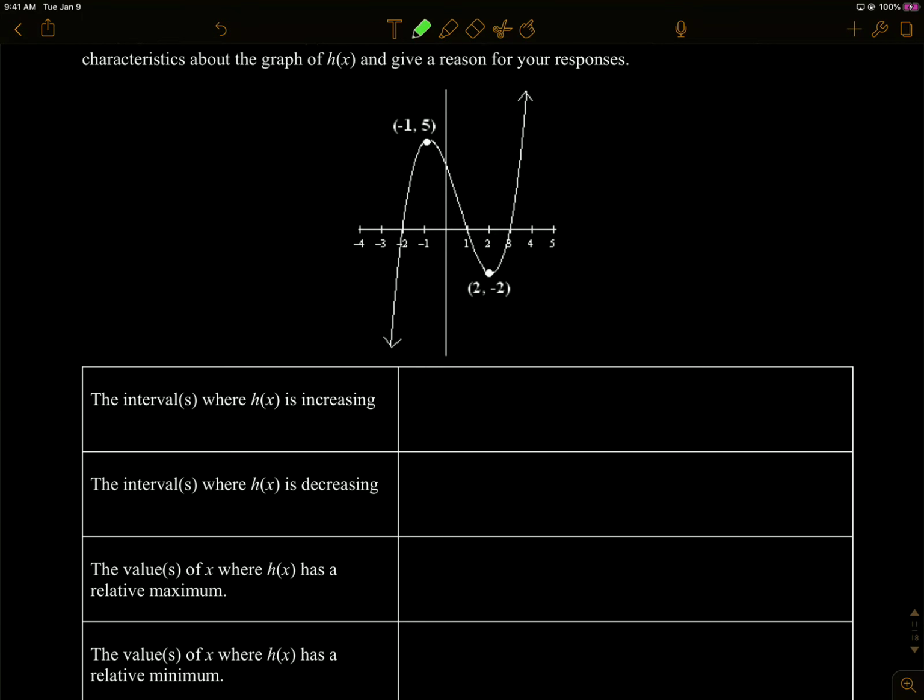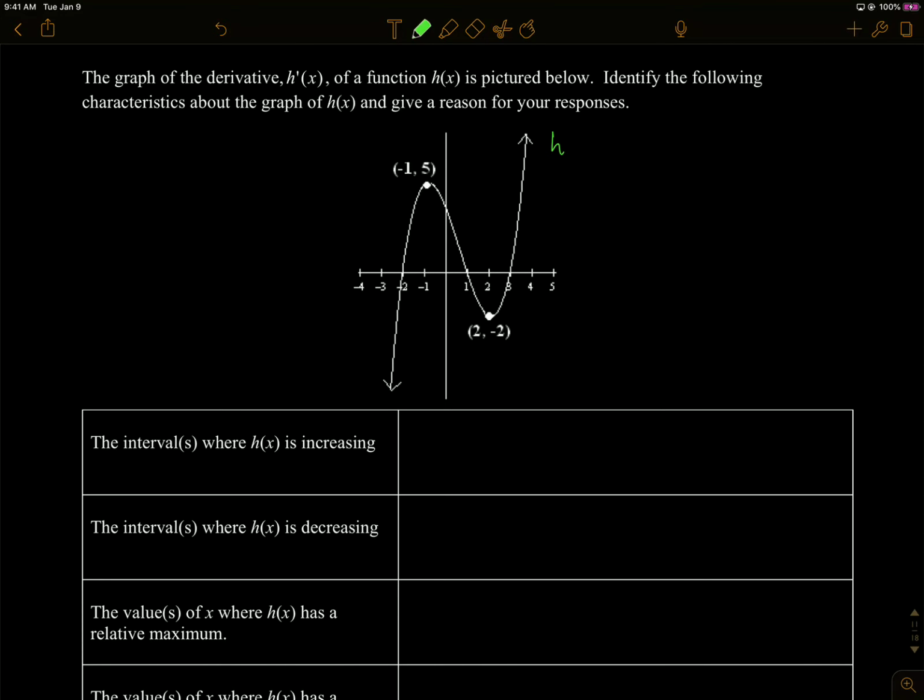Well, we know that h would be increasing anytime its derivative is positive. Since this is a graph of h prime of x, the derivative, the spots where it's positive, I'm going to trace in green. So I'm tracing the spots where the derivative is positive in green. Are there any spots where it's above the x-axis? So the intervals on which that occurs are between -2 to 1, I like to trace them on the x-axis, and from 3 to infinity.